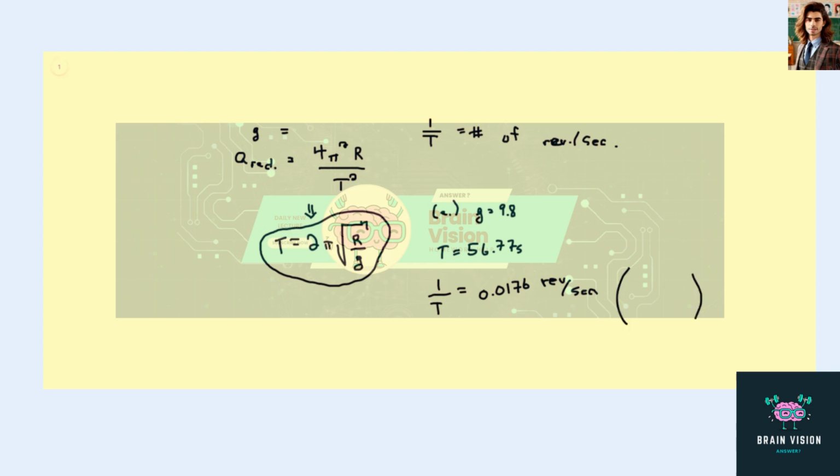And so to do that, I'm going to have seconds on the top to cancel these seconds, and then minutes on the bottom. 1 minute is 60 seconds. So really, I just need to take this number and multiply it by 60 to get my desired answer. Whenever I do that, I get that it's 1.057 revolutions per minute. And that's the answer to part A.